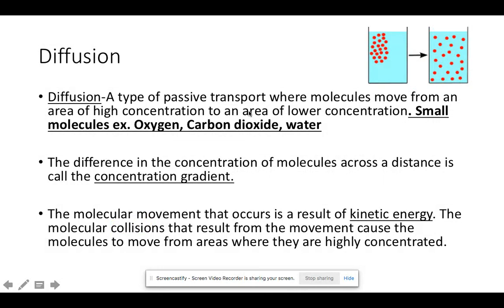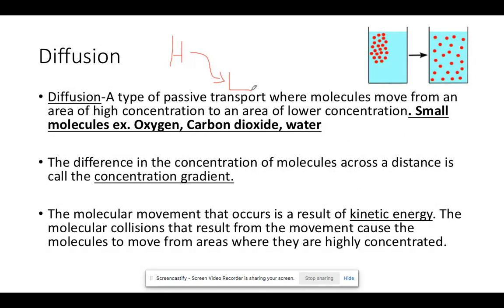So the first example is passive transport diffusion. Diffusion is going from an area of high concentration, which I'm going to represent by H, to an area of low concentration. The universe works this way. It goes towards entropy, chaos.